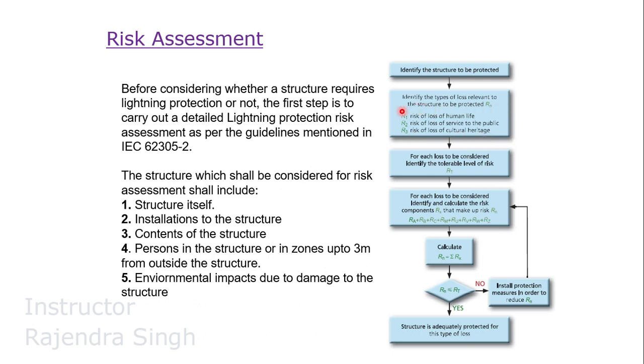Accordingly, for each loss to be considered, the tolerable level of risk RT is calculated by a formula. For each loss to be considered, identify and calculate the risk components that make up the Rn total risk, which is the summation of all RA, RB, RC, RM, RU, RV, RW, RZ risks. And then finally, the calculated risk is a summation of all the risk factors. If the calculated risk is less than or equal to the tolerable risk, then the structure is adequately protected for this type of loss. If it's not, then we have to install protection measures to reduce the calculated risk. So this is how ideally a risk assessment is done in lightning protection design.